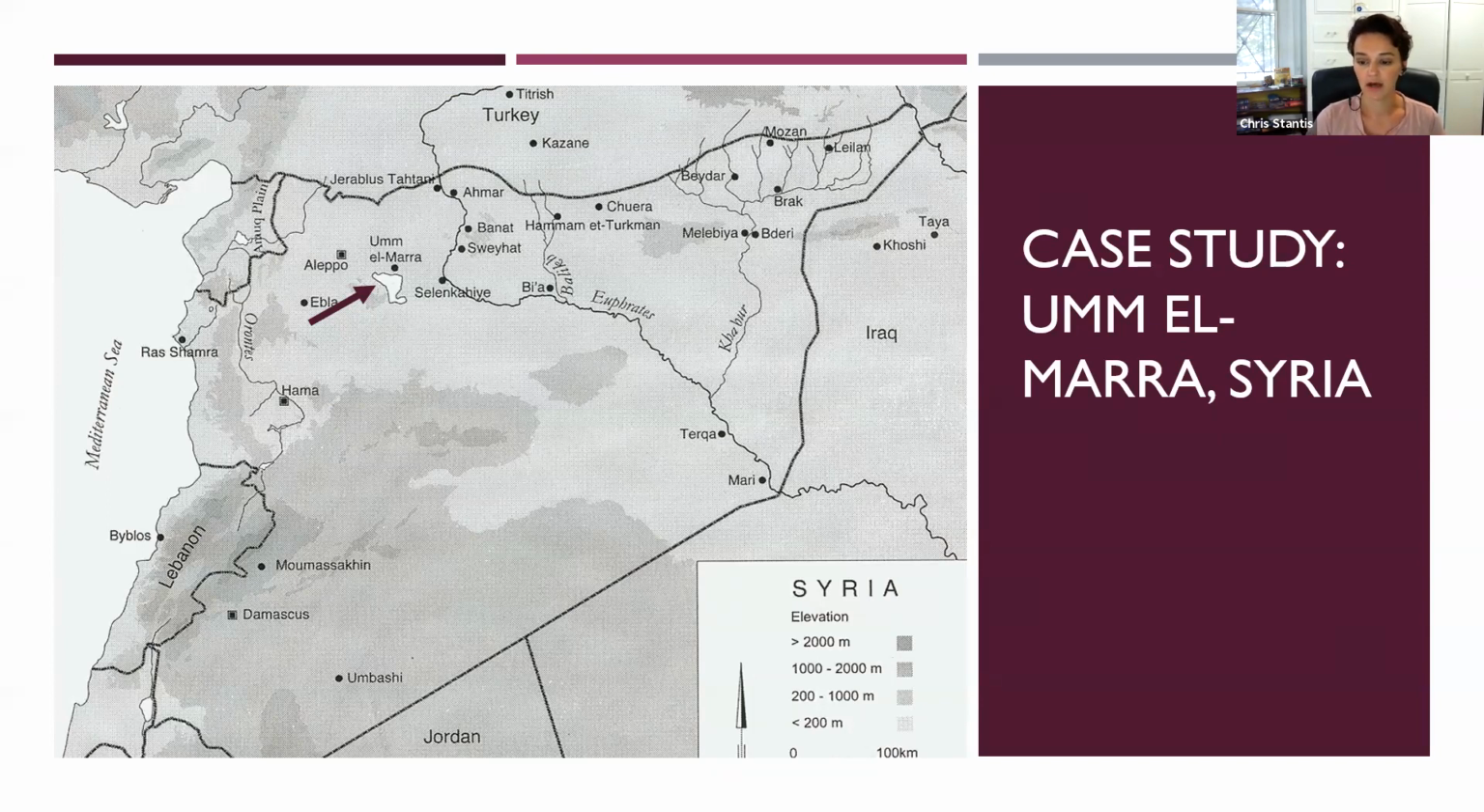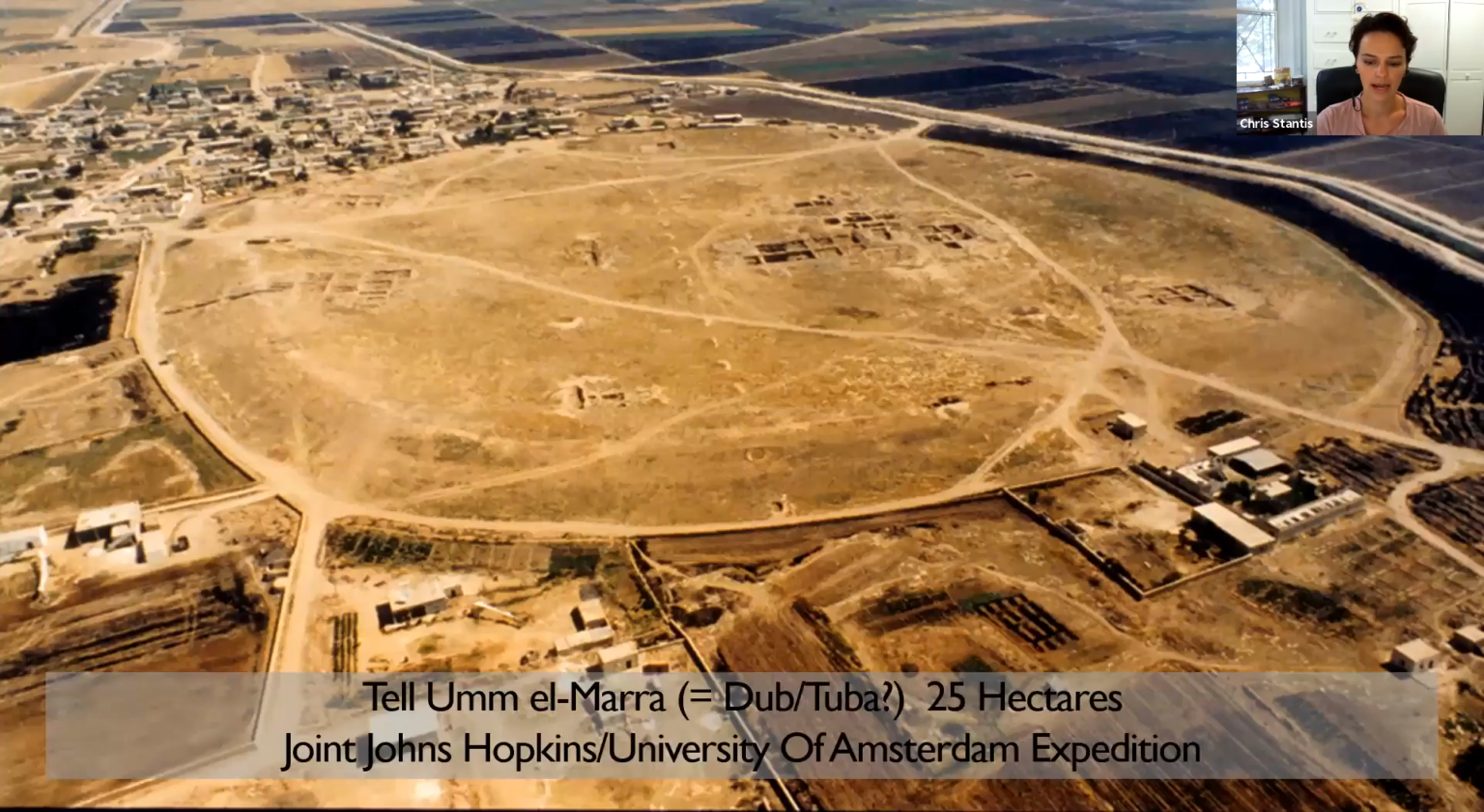Specifically, today I'm going to talk about the site of el-Marra in modern Syria, which I had the pleasure of collaborating on my last project, the Hyksos Enigma. Excavations on this multi-phase 25-hectare site were first conducted by a Belgian team in the 1970s and 80s, before being taken on as a shared project between Johns Hopkins University and the University of Amsterdam in 1994.